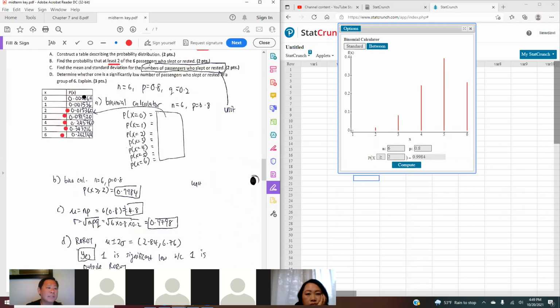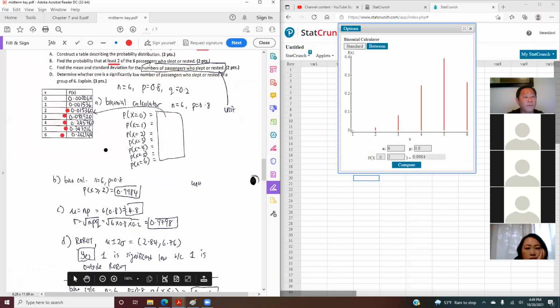Question C is asking to find the mean and the standard deviation. So in order for you to find the mean and standard deviation, you take n times p, which is 4.8, and the square root of npq, which is 0.9798. Again, some of you put 0.98, which is fine too. And then D is asking us, is 1 significantly low?